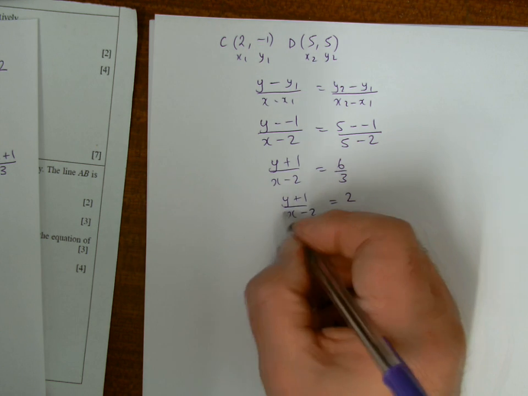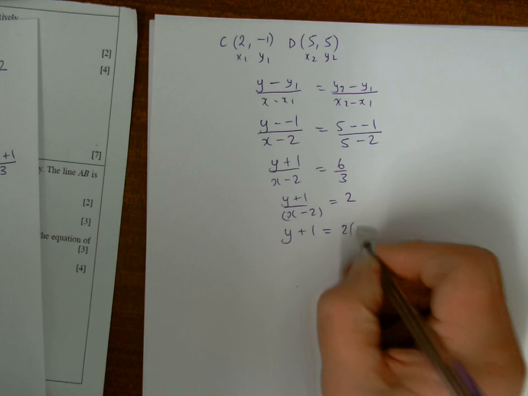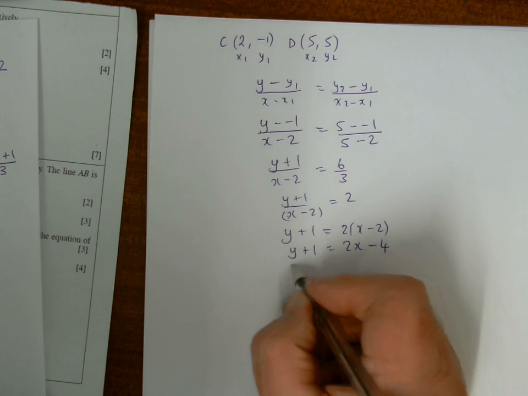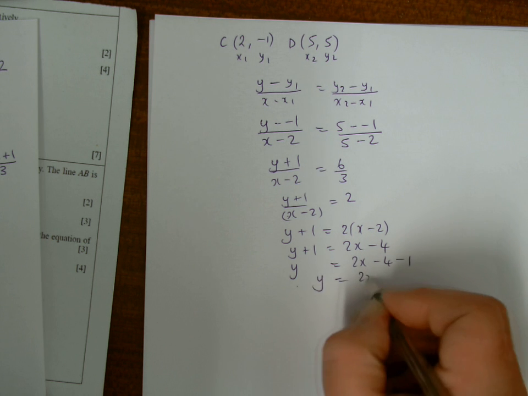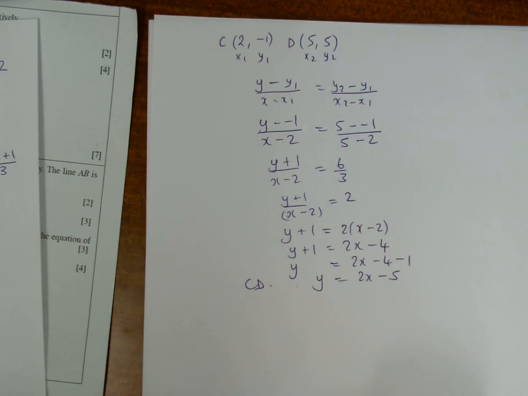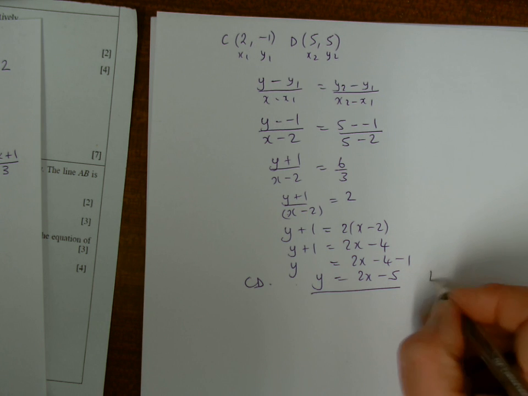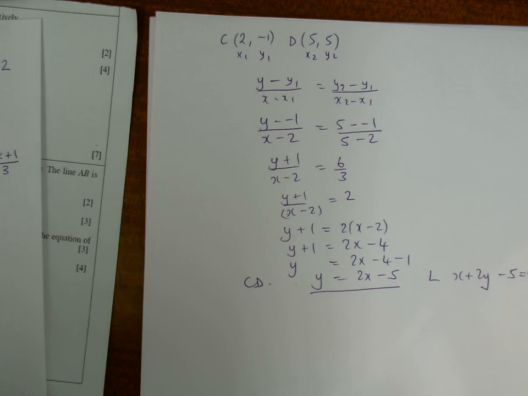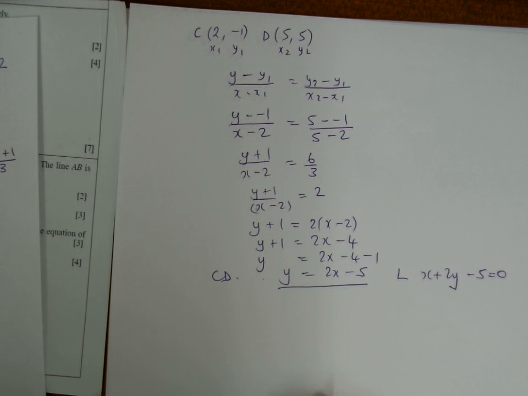So take the x minus 2 over. Let's use a bracket there. So y plus 1 is 2x minus 4. So y is equal to 2x minus 4 minus 1, which is 2x minus 5. So that's the equation of CD. And to find E, it's the intersection of this line with the line L, which was x plus 2y minus 5 equals 0. So I have to solve those two simultaneously.